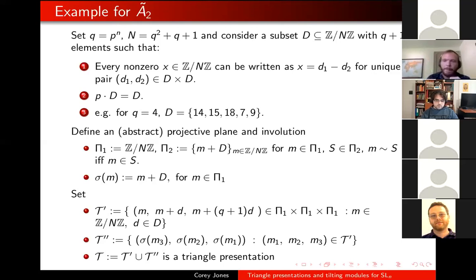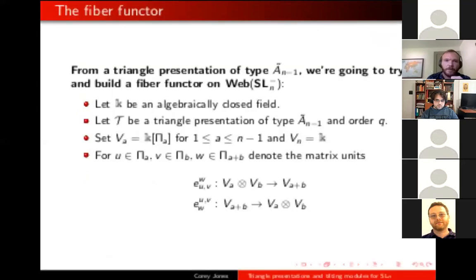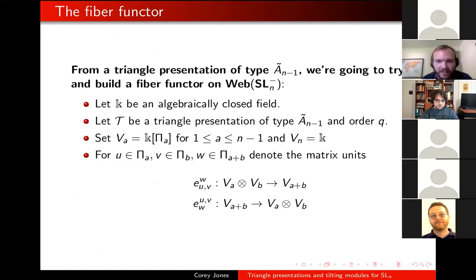Okay, great. So what we're going to do is take a triangle presentation of type affine A_{n-1}, and we're going to try to build a fiber functor on this web category, web SL_n. Okay, so we're going to pick some algebraically closed field. There are going to be restrictions on all of these things later to make this work, but right now let's just try it. We're going to let K be an algebraically closed field. We're going to take a triangle presentation of type affine A_{n-1} in order Q.